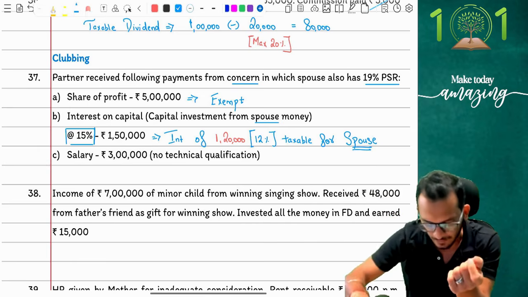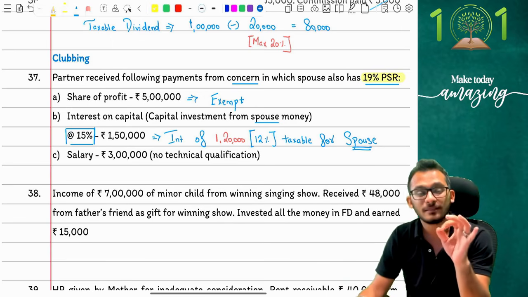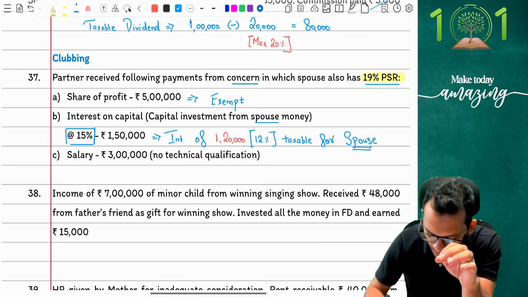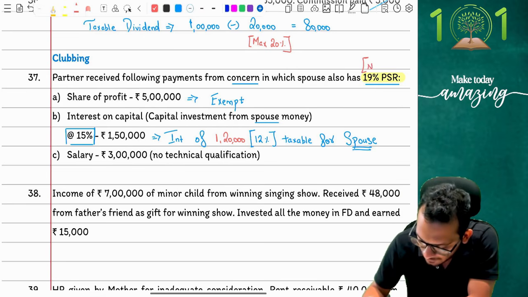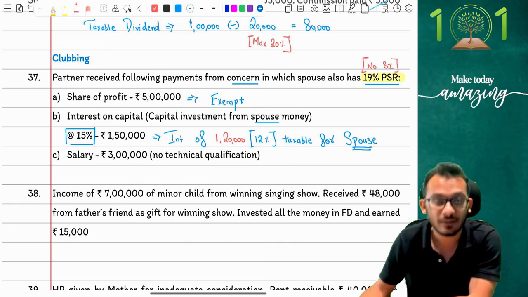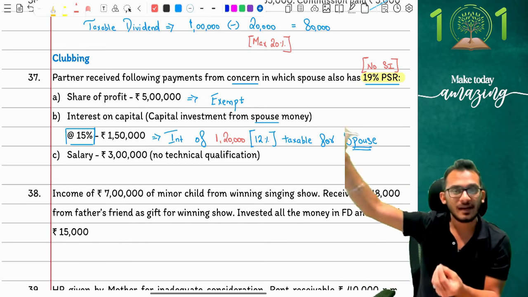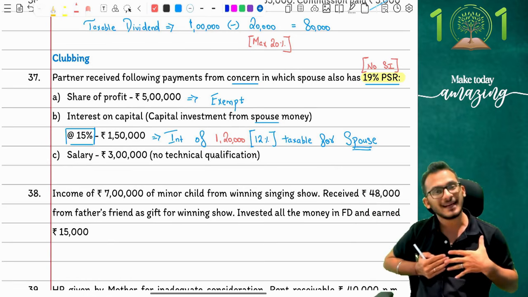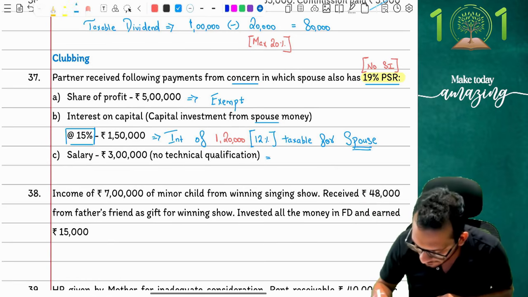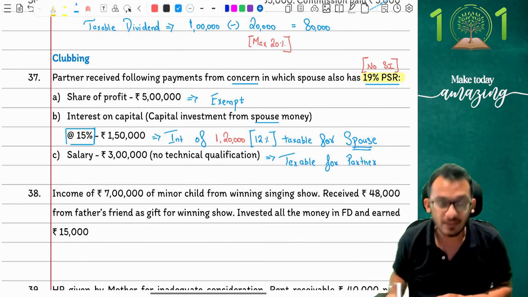But that is where the problem came. The problem came to the fact that you have only 19% PSR. Income tax says that provision only applies when there is substantial interest, which means the other spouse should have substantial interest in the concern. Here there is no substantial interest, which means despite the fact that I do not have any qualification, my spouse having no substantial interest in the concern means that it cannot be clubbed in her hands. So it is still taxable in my hands, and therefore income tax will say this is taxable for the partner.